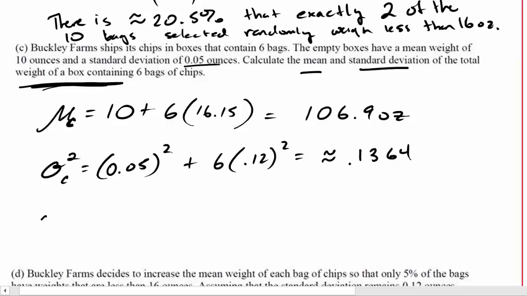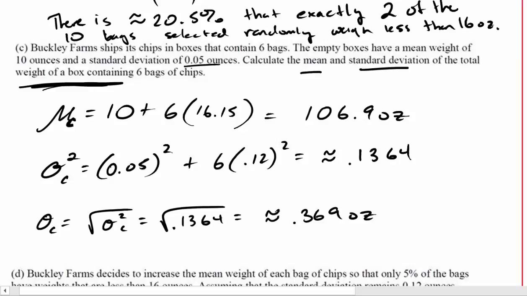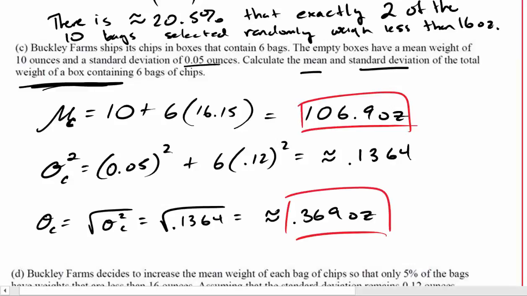So in order to calculate the standard deviation, that's really easy. It's just the square root of the variance. So the square root of 0.1364 equals approximately 0.369 ounces. And we're going to round to 3 decimal places because that's the AP standard practice. So here's my answer for the standard deviation, and here's my answer for the mean.